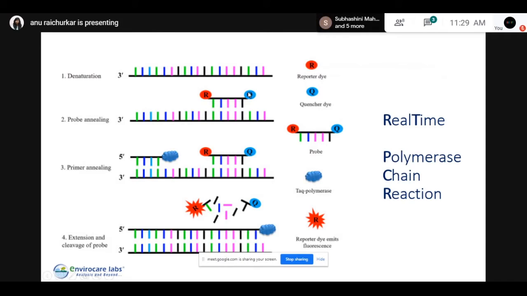So the concept that is used in real-time PCR is called FRET, that is fluorescence resonance energy transfer. This is the concept. So the reporter dye goes on emitting a fluorescence, and the quencher dye goes on quenching it. So this is balanced when the sequence is intact.